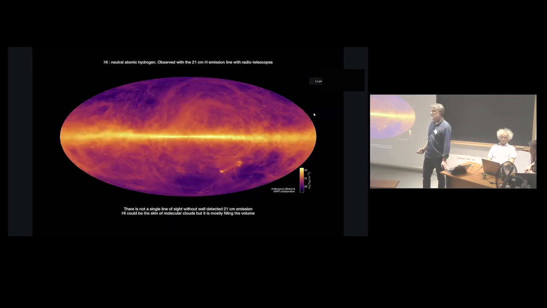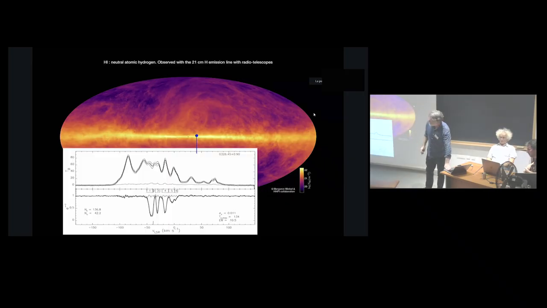In our own Milky Way, if you look at the full sky, this is the HI emission over the full sky. So we live in a galaxy, so there is the galactic plane here, and there's also a lot of emission above and below that galactic plane. I will tell you a bit more about this later. But now let's talk first about the structure of the Milky Way.